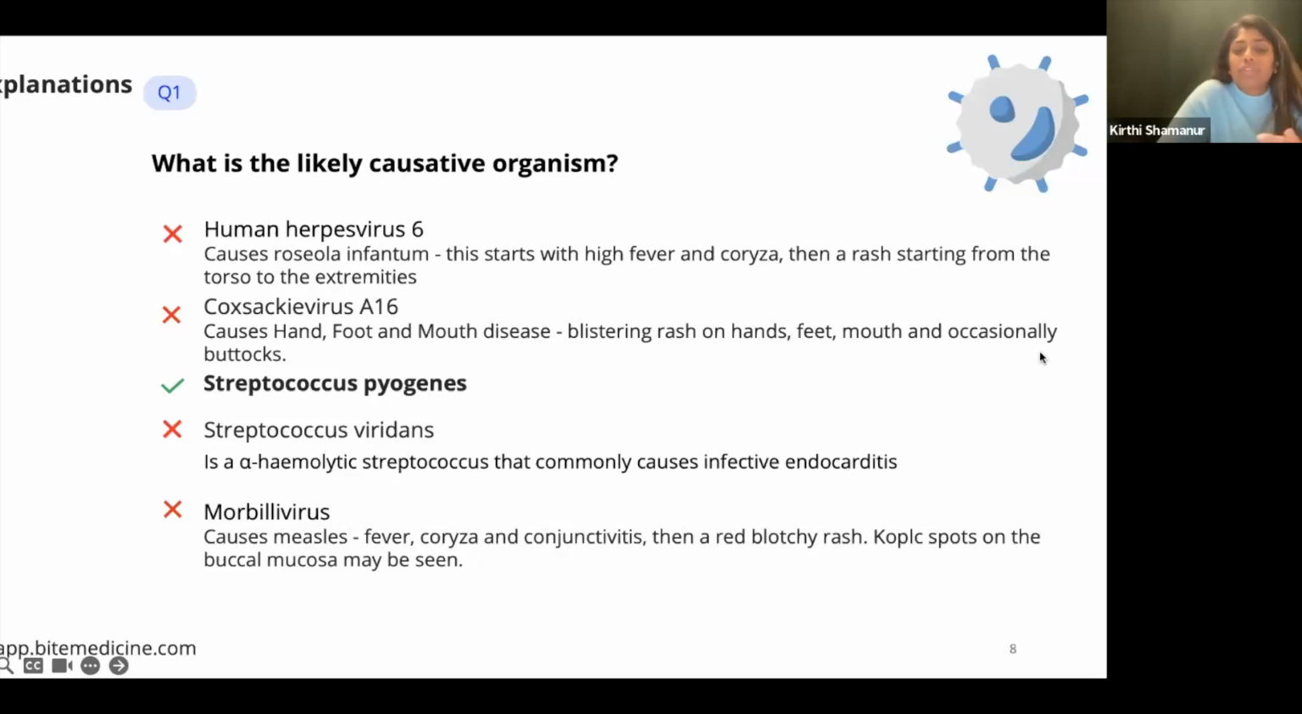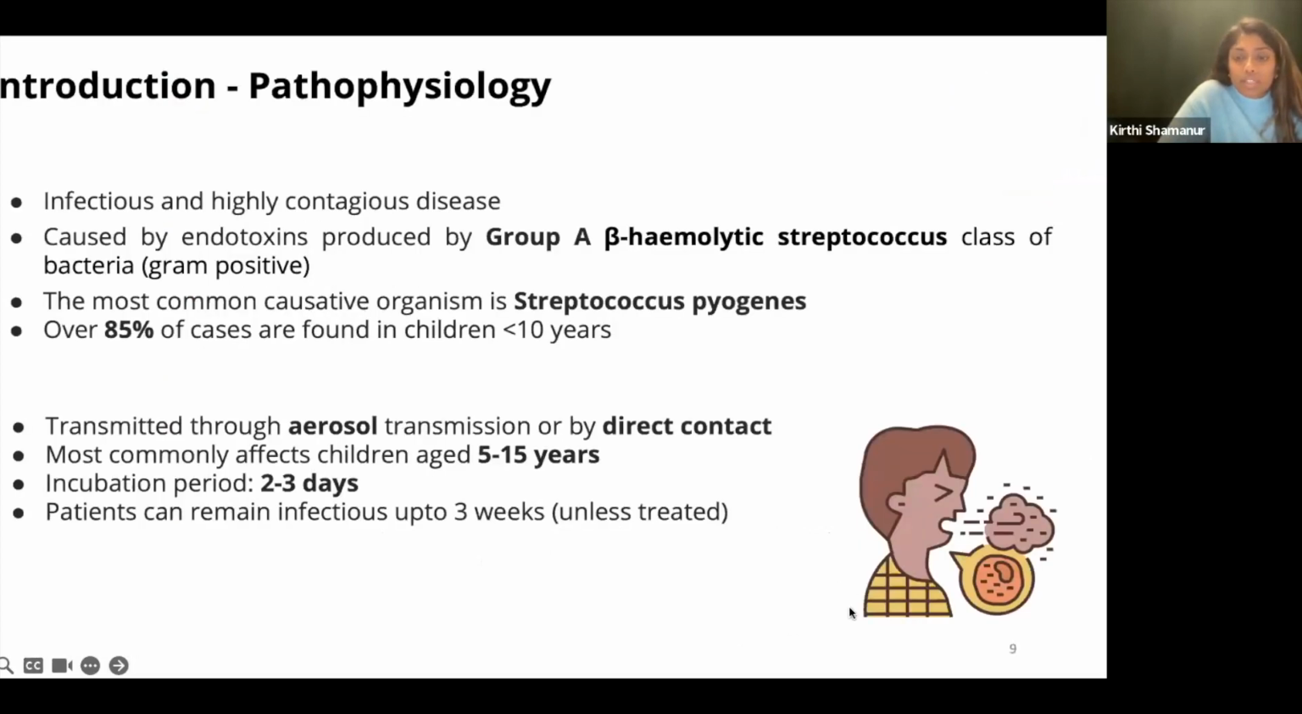So you've got fever, coryza, conjunctivitis as well. And then you've got that red blotchy rash. And you've got Koplik spots, which are in the buccal mucosa, which are just these white spots. So going into scarlet fever: a very infectious and highly contagious disease.